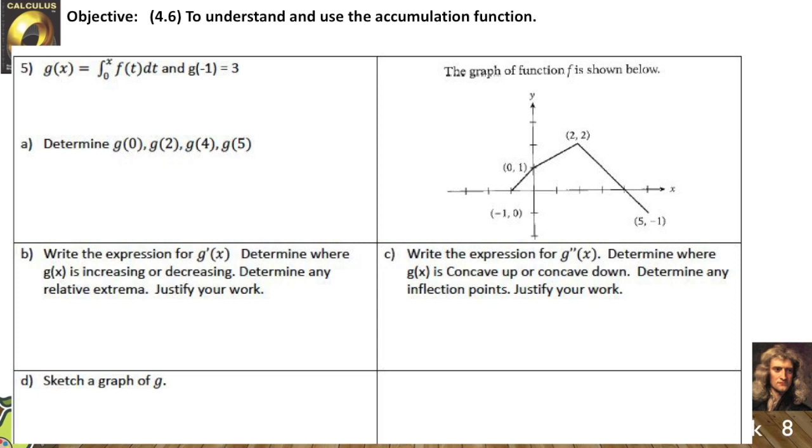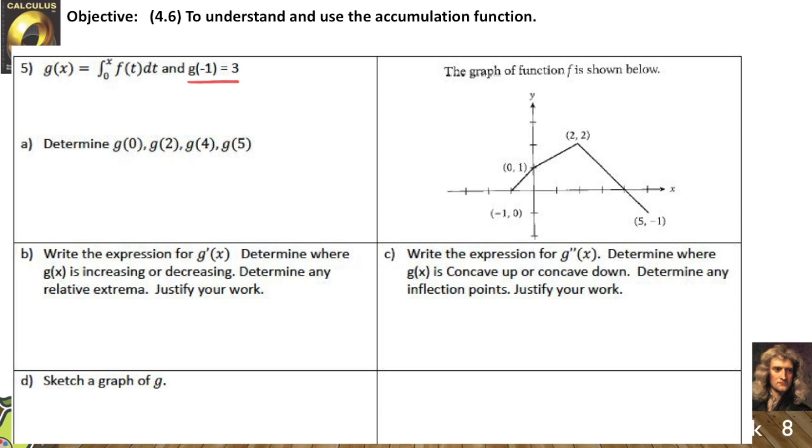So number 5 is an accumulation problem, and you are given an initial value g of -1 is equal to 3. You're asked to determine g of 0, g of 2, g of 4, g of 5 using this graph on the right-hand side.